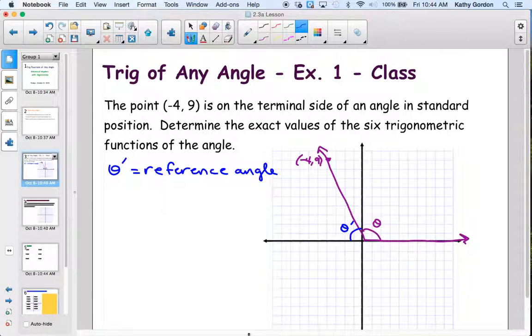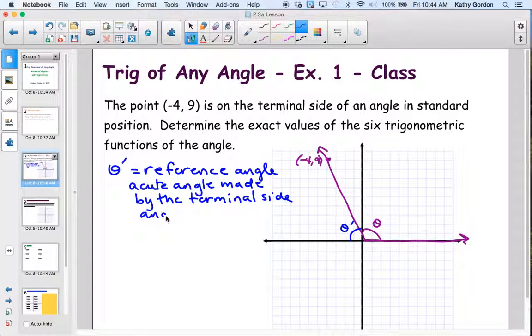So for any given angle, as I rotate around the circle, there's always a reference angle that is an acute angle made by the terminal side and the x-axis.